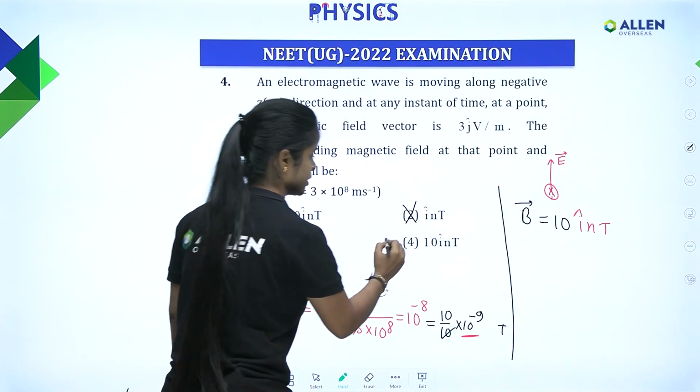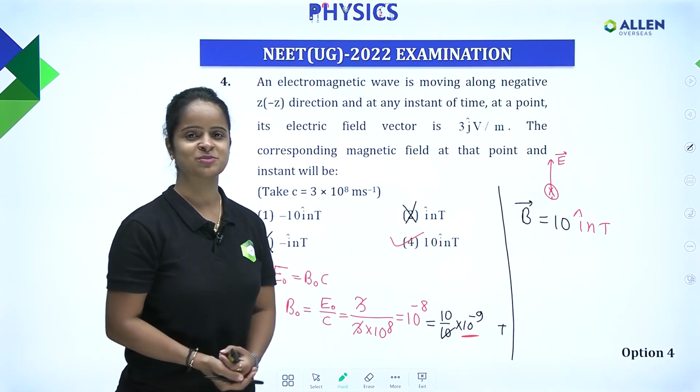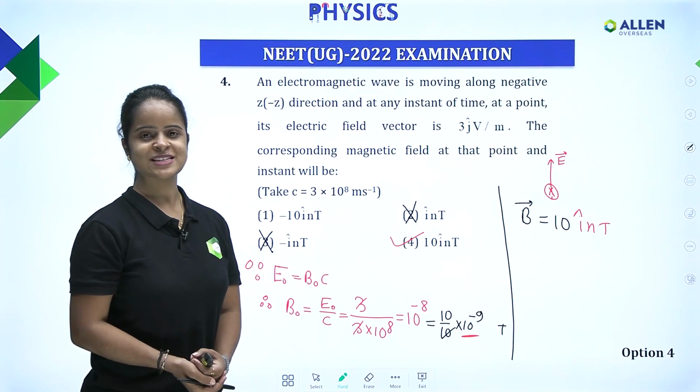And from here you can say option number 4 will be the correct option, and the same thing is written there, that is option number 4 is the correct option. Hope it is clear to everyone.